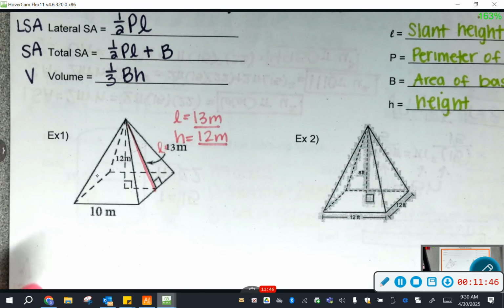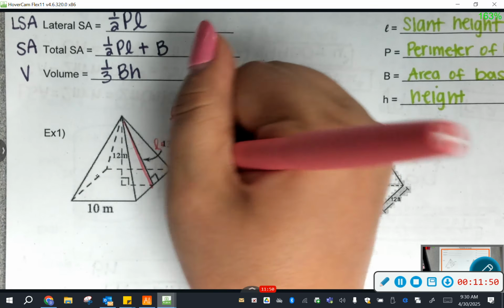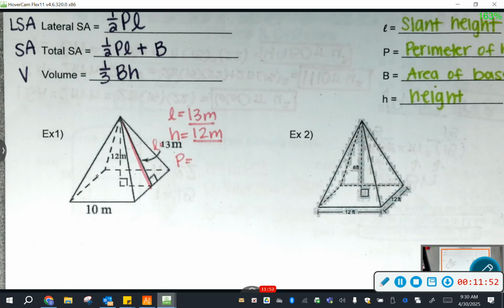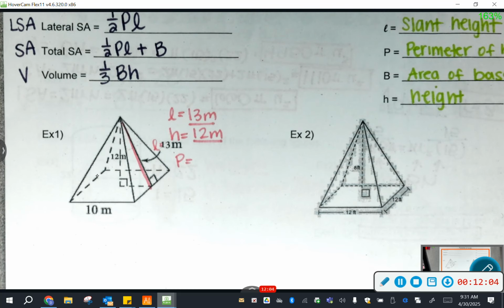What else do I need to know to figure out these problems? The perimeter. I didn't mention this, but I do want to mention this. For this class, your bases do not have to be regular. What does that mean, regular, in my class? What does it mean for a shape to be regular? It is 2D. What has to equal?